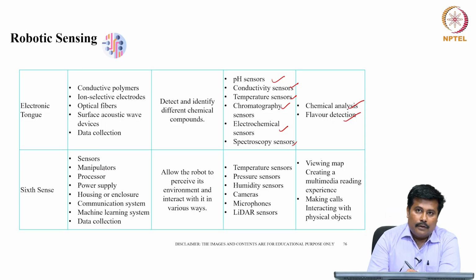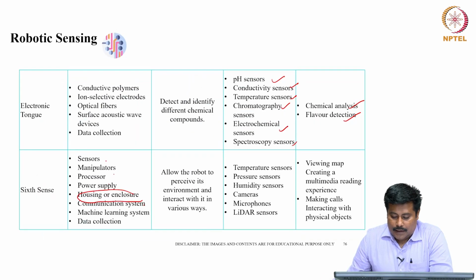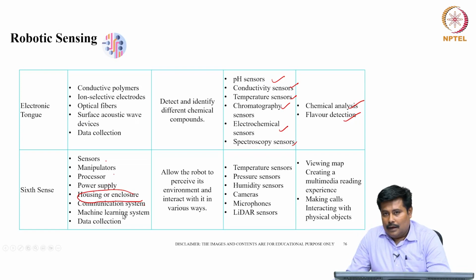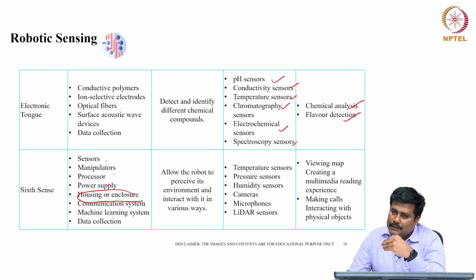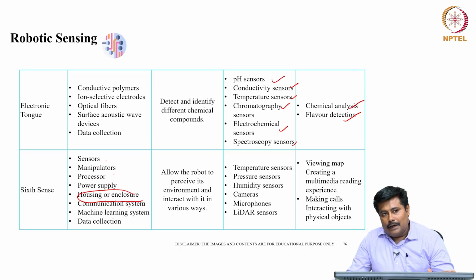On the sixth sense side, we have the sensors, the manipulators, the processors, and the power supply. It has a housing with an enclosure, a communication system, a machine learning system, and a data collection system. This allows the robot to perceive its environment and interact with it in various ways. There are different types of sensors: temperature sensors, a pressure sensor, humidity sensors, and cameras, which contribute to the overall processing of the system. The microphones and LiDAR sensors also get integrated for this sixth sense. From an overall perspective, it is for viewing, mapping, creating a multimedia reading experience, making calls and interacting with physical objects.